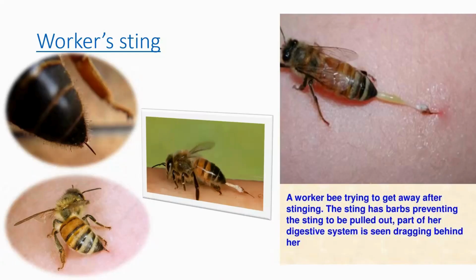In this slide, we will talk about the worker's sting. If you look at this picture, after stinging its victim's skin, part of the digestive system is dragging behind the worker bee. So this means that the worker dies after stinging, since the digestive system is dragging behind her.